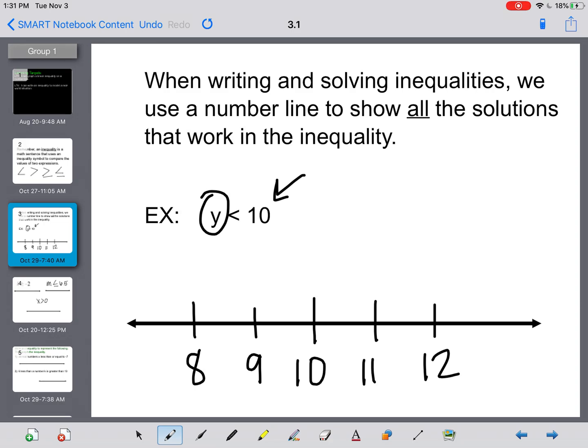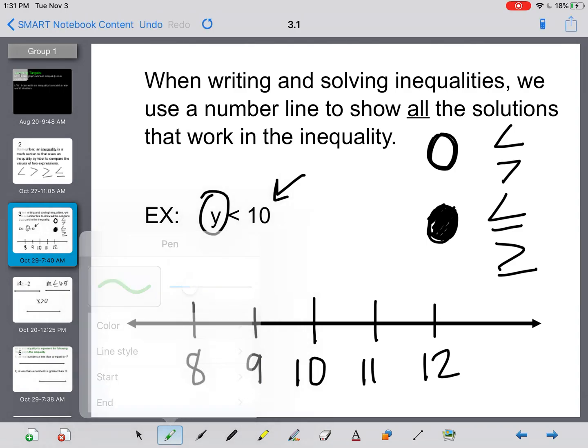Next, we have to decide if I'm going to have an open circle or a closed circle. If you remember those from last year, open circles work with greater than and less than because it does not include that number. Closed circles work with anything that has the equal to bar, greater than or equal to or less than or equal to. So in this case, because I do not have an equal to bar, I'm going to be putting an open circle at the number 10.